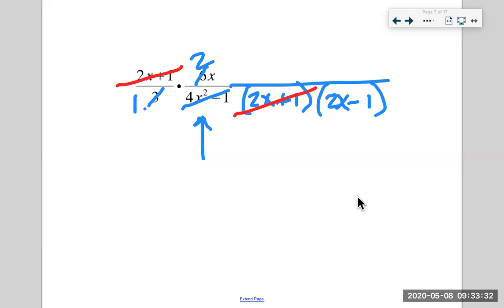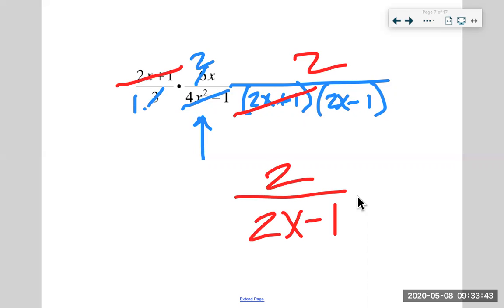So what are we left with then? Well, we still have 2x minus 1 in the denominator, and the numerator is 2. So we have 2 divided by 2x minus 1.